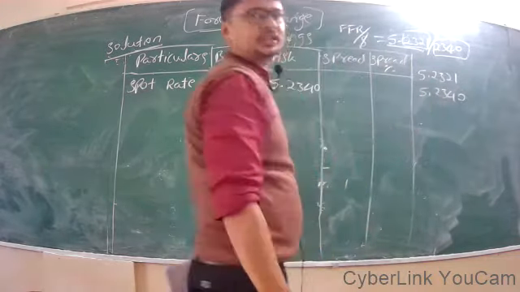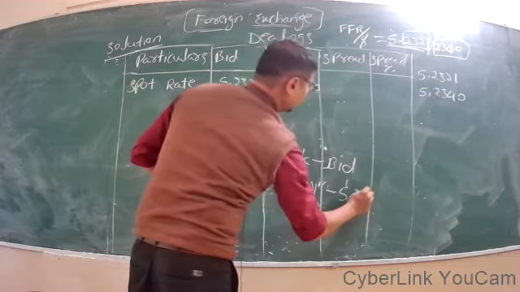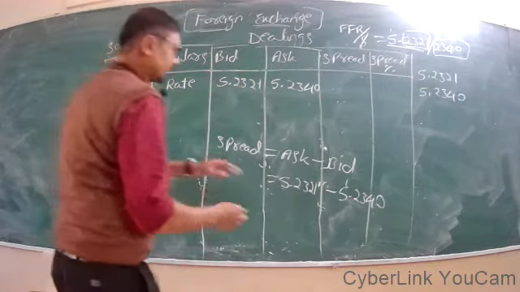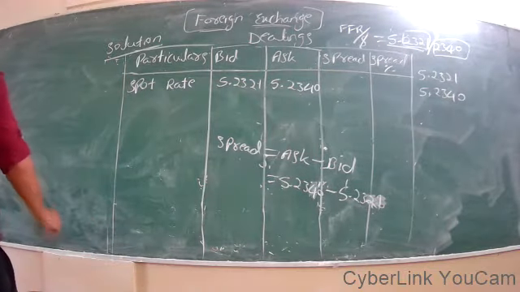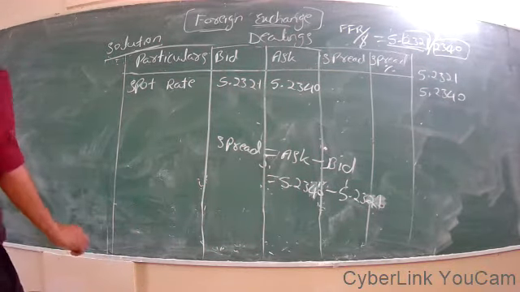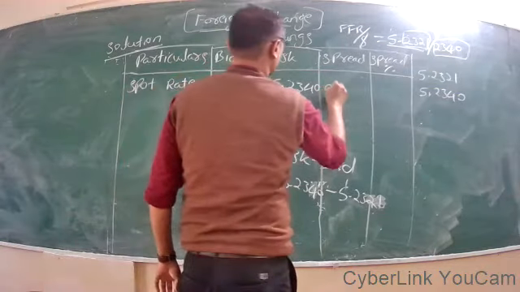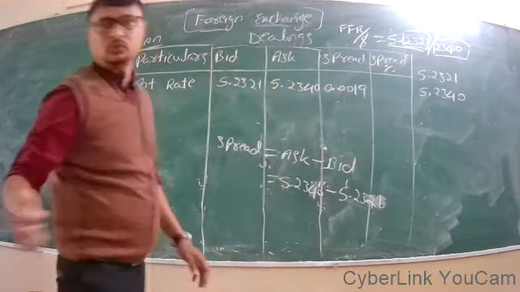To calculate spread, you all are aware that spread is equal to ask minus bid, right? In this case, 5.2340 minus 5.2321. So spread is 0.0019, right?